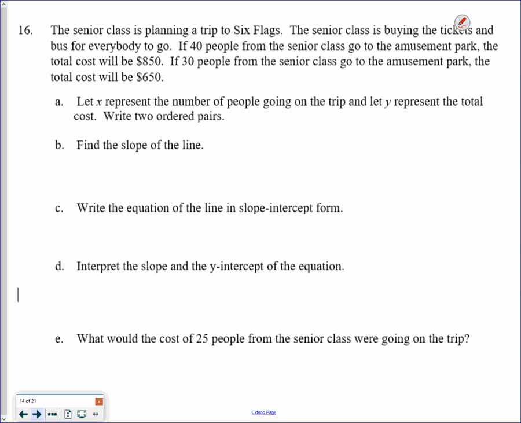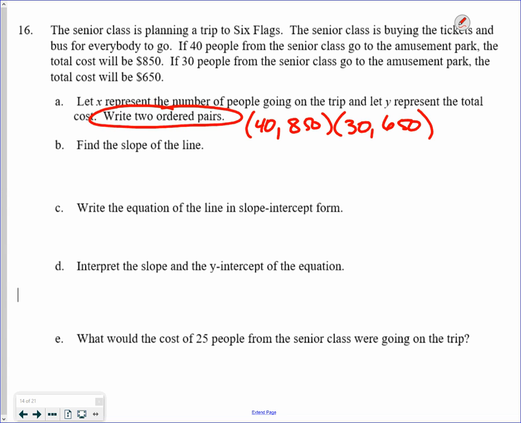Next one, the senior class is planning a trip to Six Flags. Is buying tickets for a bus for everybody to go. If 40 people from the senior class go to the amusement park, the total cost is $850. If 30 people go, the cost is $650. It's going to ask you to write two ordered pairs. So you're talking about 40, then 850, cost of 850, 30 people, cost of 650. Well, if I have 2 points, it doesn't matter about all the word problem stuff. I can find the slope. I can write an equation. So here we go.